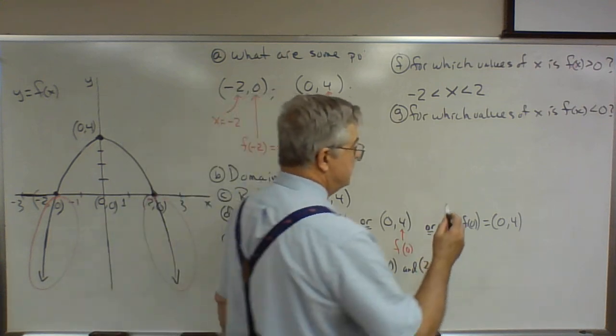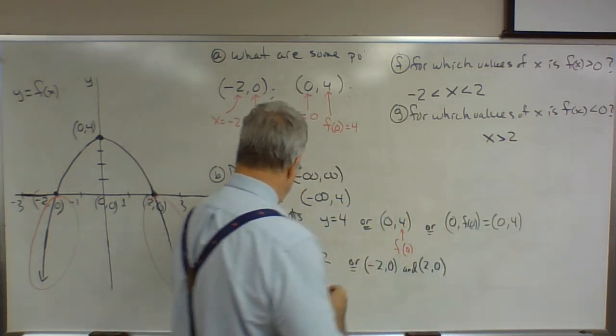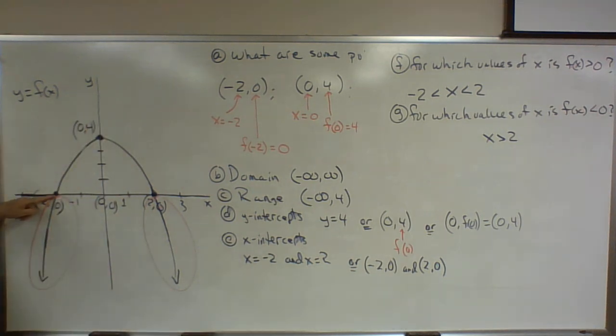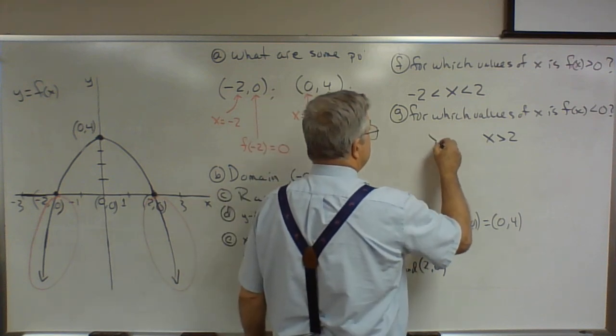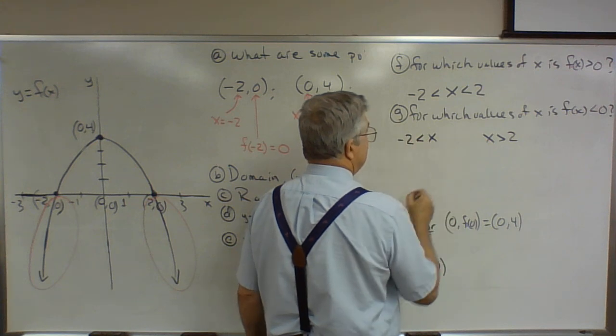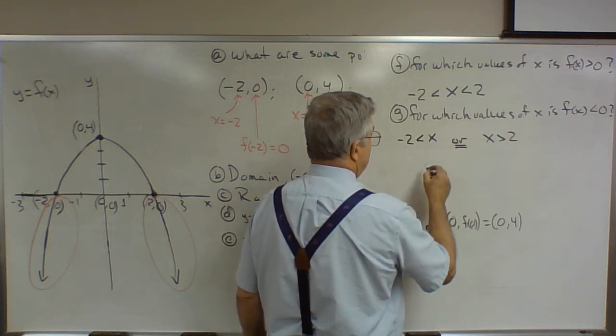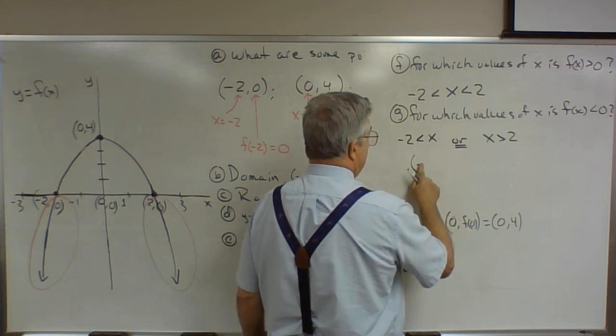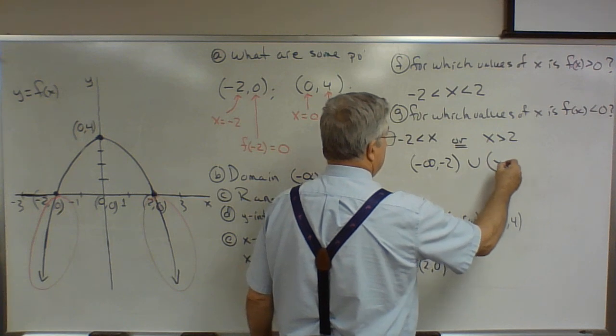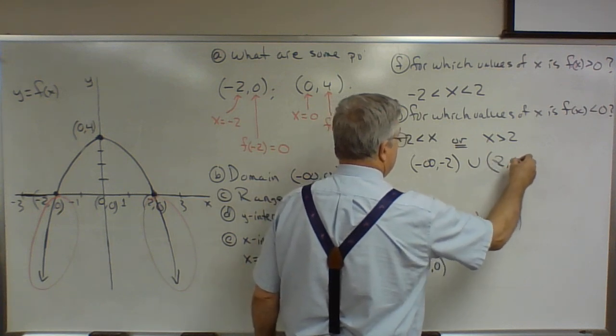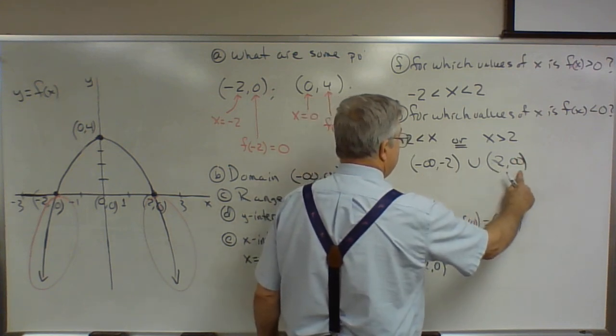So I'd say x greater than 2. And for any x value to the left of this point, the graph is negative, or f of x is negative, because the graph dips below the x-axis. So any x value to the left of this point will make f of x less than 0. So I'll write x less than negative 2. And in interval notation, I'd write it this way. x less than -2, x greater than +2.